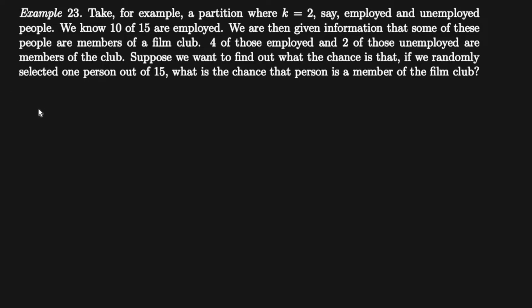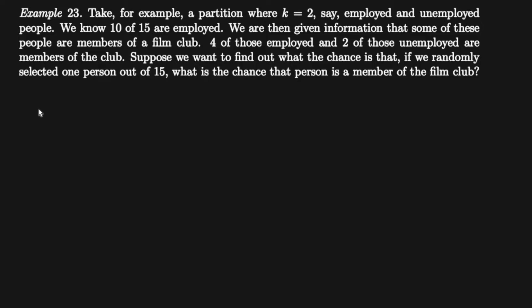So here we have example 23 where it says, take for example a partition where k is equal to, say, employed and unemployed people. We know 10 of 15 are employed. We are given information that some of these people are members of a film club: 4 of those employed and 2 of those unemployed are members of the club.